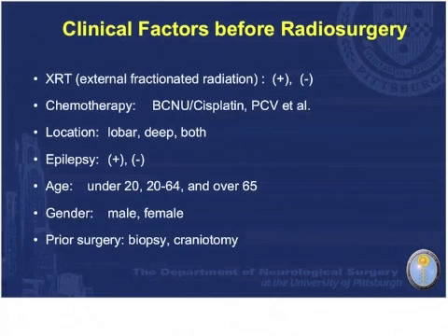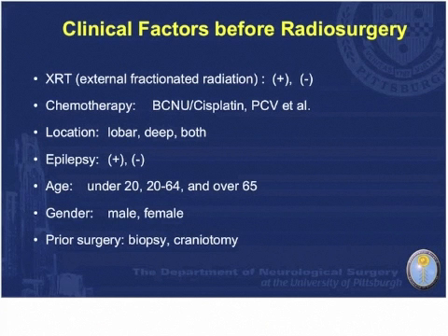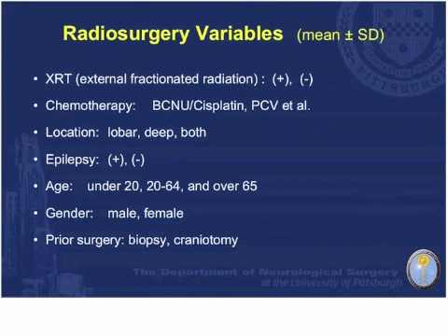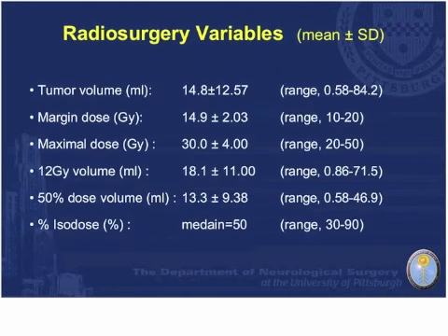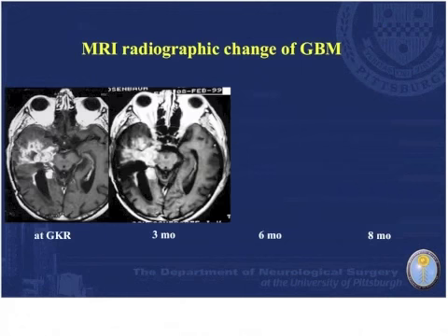I think some of the clinical factors we consider to the radiosurgery effect is whether they had radiotherapy. They may not if they're quite elderly. The role of chemotherapy, location, whether they present with seizures, age, and whether they've had a craniotomy. Some of the variables you'll need to consider is volume, obviously, and dose correlates with volume. And this 12 gray volume is a measure of the amount of radiation delivered to the brain beyond your target, which can correlate with morbidity.